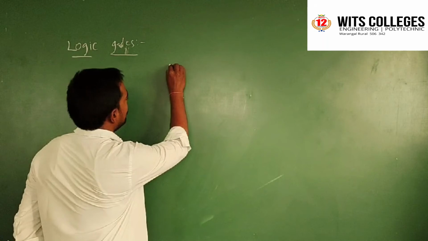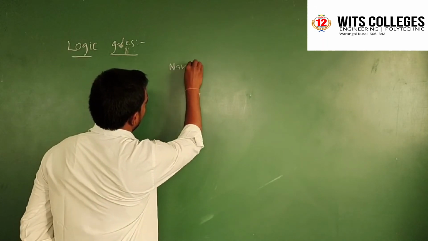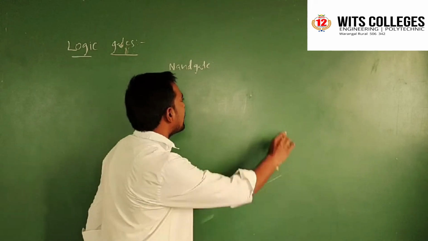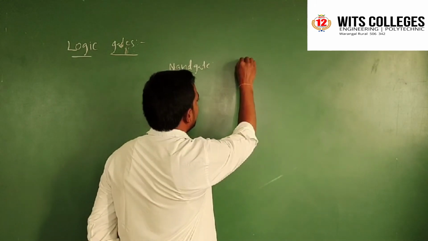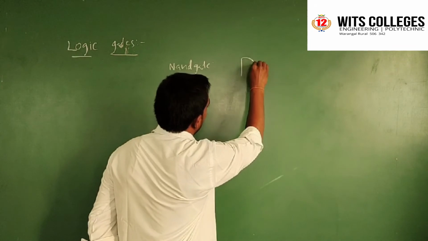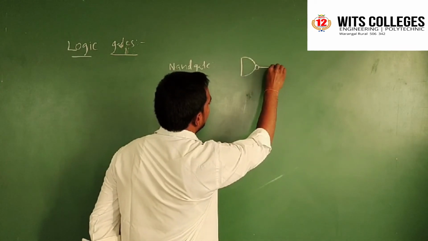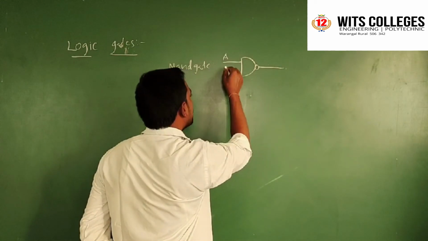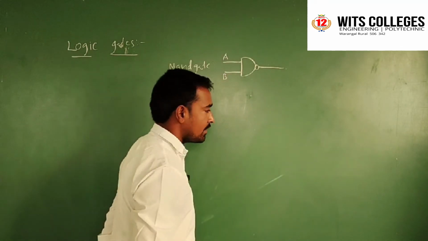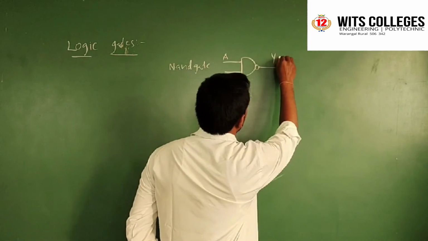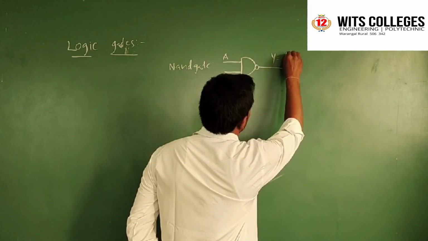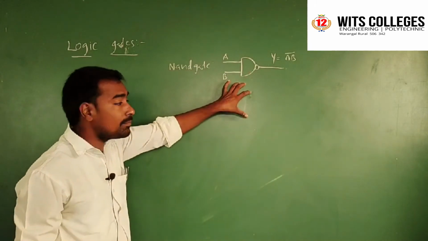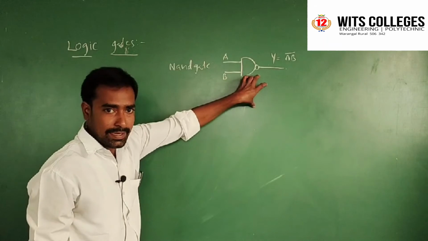Coming to the first one, that is the NAND gate. The logic diagram of the NAND gate: here I am taking a 2-input NAND gate and giving the 2 inputs, A and B, and this gives the output Y equal to (A into B) whole bar. That means this is similar to the AND gate, but it is a complemented AND gate.